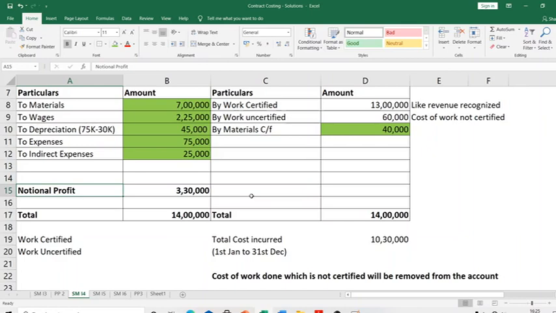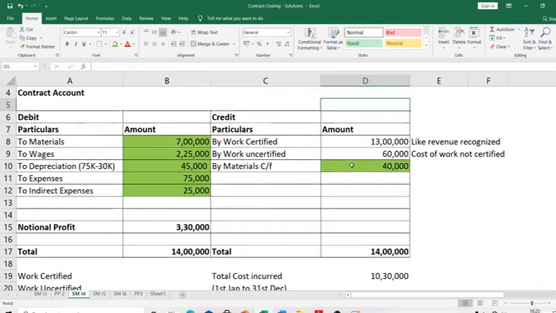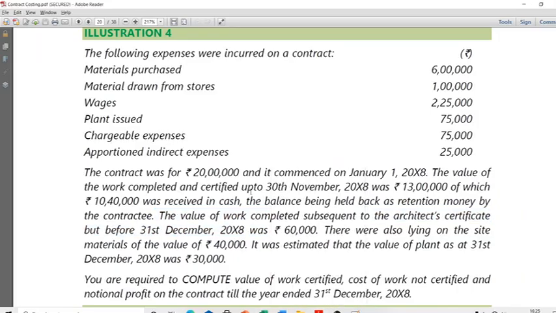Okay. That is one point. Notional loss, entire amount will go to costing P&L. Notional profit, it may not go to costing P&L entirely, but what will happen is not something that you should worry about. Now, another thing, if you see here, what is the work certified? 13 lakhs. That means so much of contract revenue you're recognizing this year. But if the client paying you, your contractee, is he paying you everything? No, he is paying you only 10 lakh 40,000. The balance that he does not pay you is what we call as retention money.